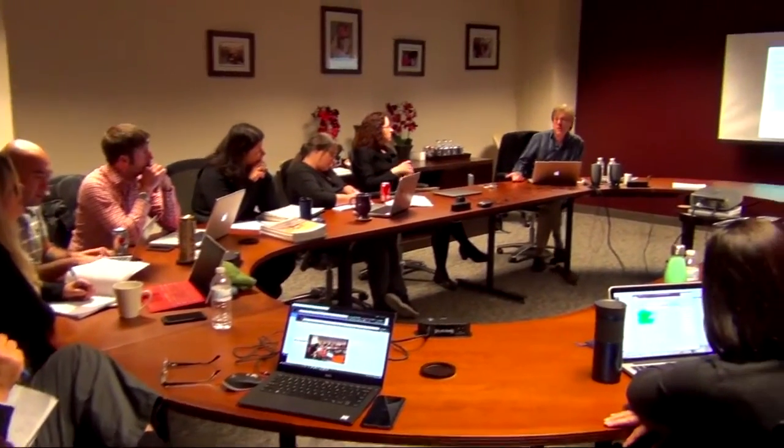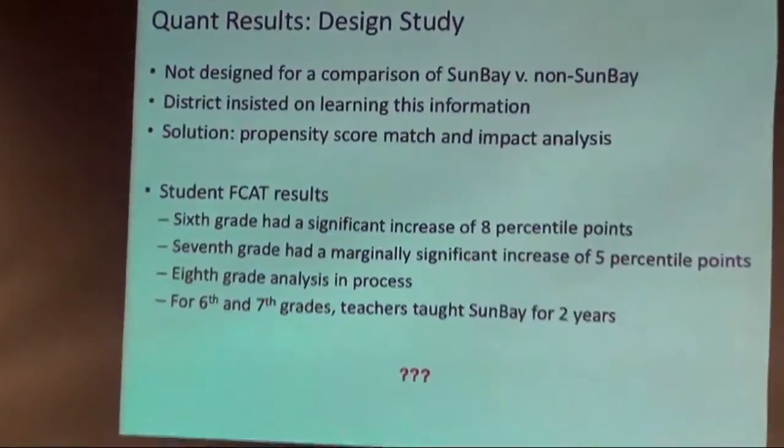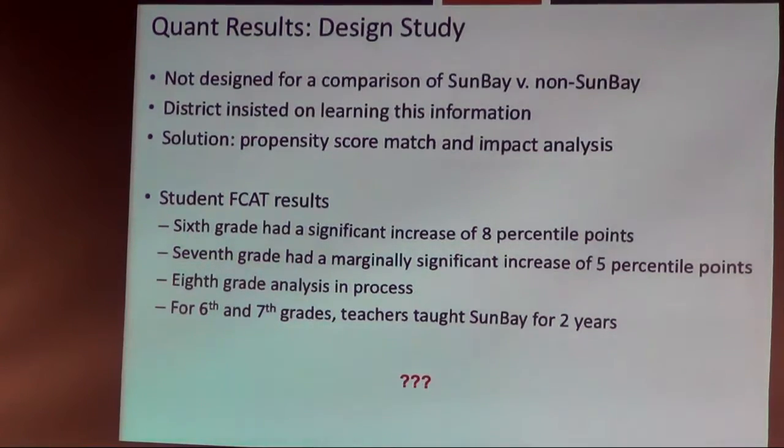Right. And here's the next interesting slide. We also had our design study. It was not designed for comparison of SunBay versus non-SunBay. The district said, hey, we've been working with you guys for years, what's the impact of SunBay? It was never the goal; the goal was a design study. So I put together a propensity score match and an impact analysis. A propensity score match is a statistical technique where you find the students in your sample who used those materials, and then search the district for similar students who didn't, so you kind of build a post hoc comparison.